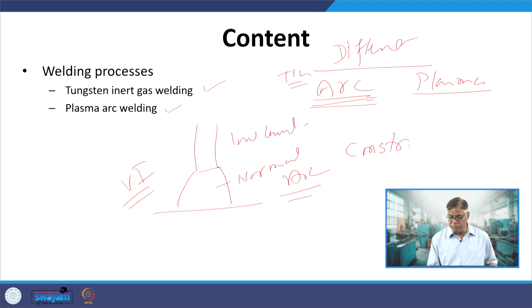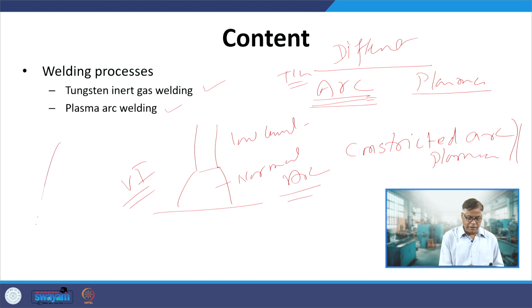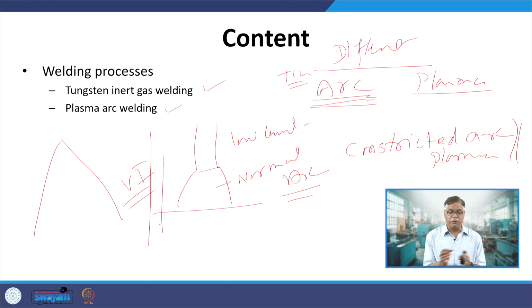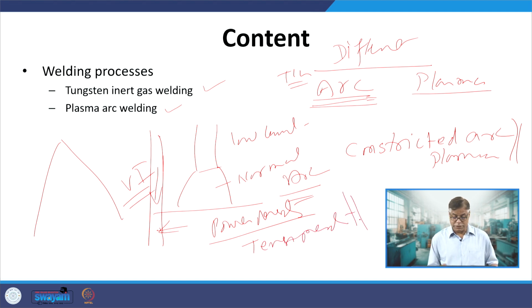So, in plasma we use the constricted arc plasma, and this constriction means if our arc is like this, then the plasma will be passing through a very narrow nozzle of smaller diameter, and so the plasma forming gas and plasma will be passed through the nozzle at very high speed. So, this in turn increases the power density associated with the plasma arc welding. This also helps in increasing the temperature realized by the plasma.